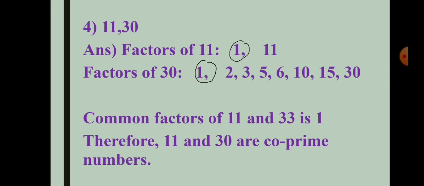Now moving ahead, question number 4. 11 and 30. So first factors of 11: 1, 11. Then factors of 30 are 1, 2, 3, 5, 6, 10, 15 and 30. But the common between both the numbers is 1. The common factor is 1. So common factor of 11 and 30 is 1. Therefore 11 and 30 are co-prime numbers.